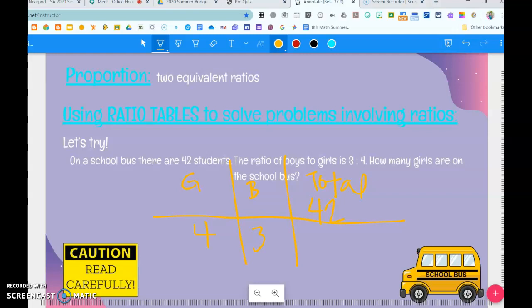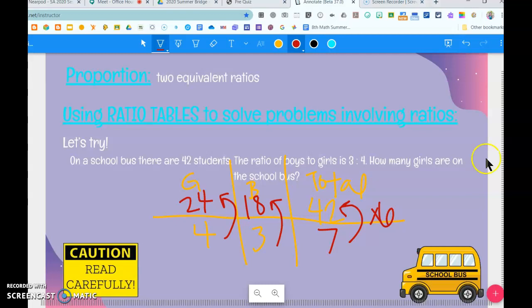So I can use this table to help me figure that out. The yellow is what I already know. I can use what I already know, the boys being 3 and the girls being 4, to find a total of 7 students in that ratio. I know that 7 times 6 is 42. So if I multiply these times 6, I can get how many boys and how many girls. And then I go back to the question, and all they're really asking is how many girls are on the bus. So there are 24 girls.